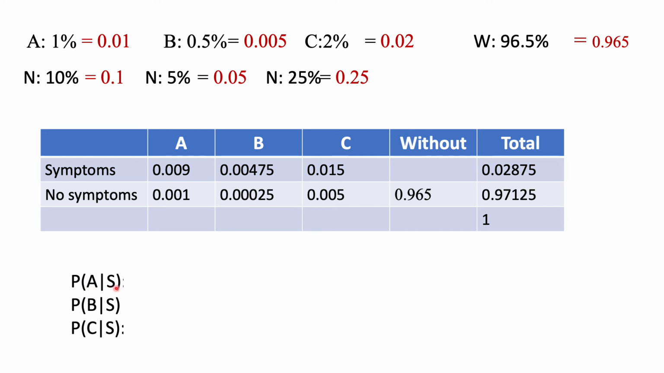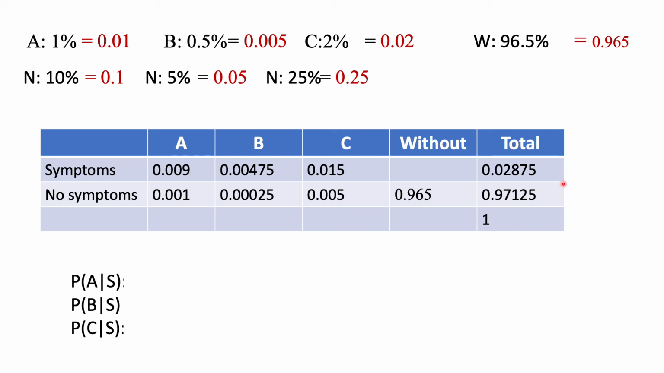Then the question that we have: what is the probability of having disease A if there is a symptom? That means if you have a patient who presented to your clinic with symptoms, what is the probability that the patient will have disease A? Or what is the probability that he will have disease B? Or disease C, if symptoms are present? So we can do an easy calculation as well.